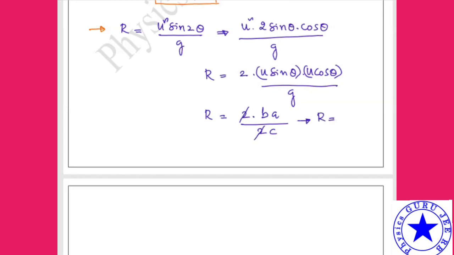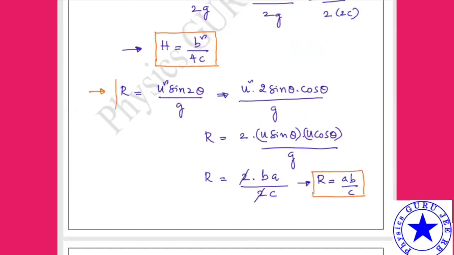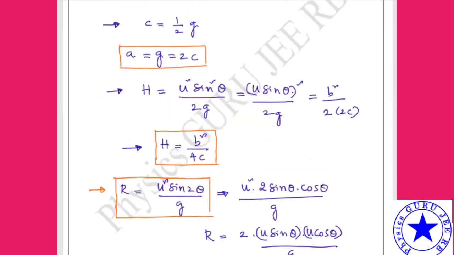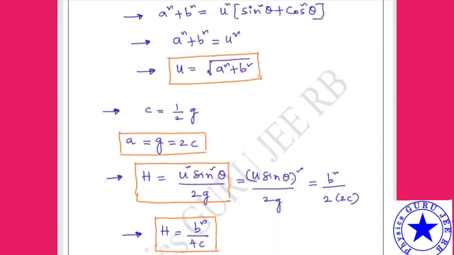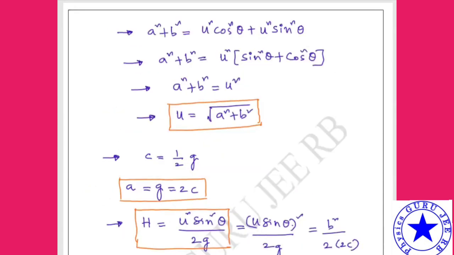B into a, or a into b. A into b divided by c. Hope this is clear to all, right? So range R is equal to a by bc. Like this we can solve. So range formula: u square sine 2 theta divided by g. Maximum height formula: H is equal to u square sine square theta divided by 2g. Fine. Hope this is clear to all.